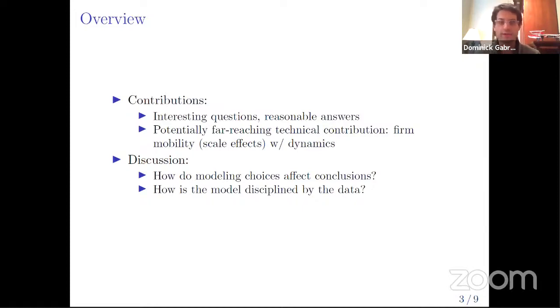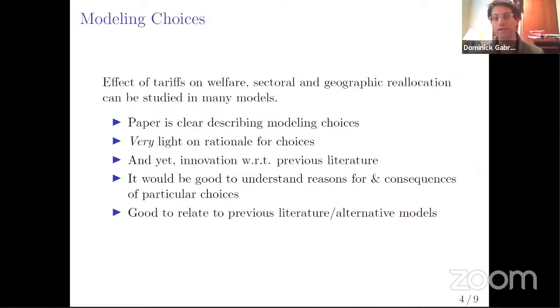My discussion, the rest of it's going to focus on two issues. One is, how do the modeling choices affect the conclusions? And the second is, how is the model disciplined by the data? So, we all know the effects of tariffs on welfare, reallocation, both sectoral and geographic. There's a lot of different frameworks that we can think about these questions in.